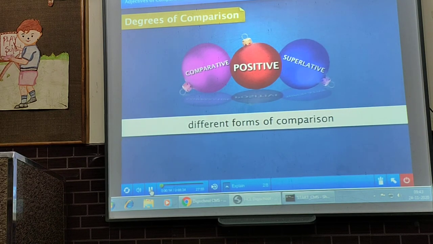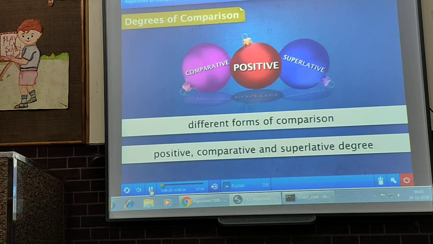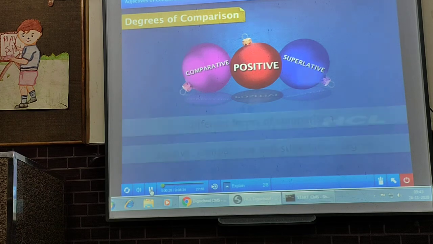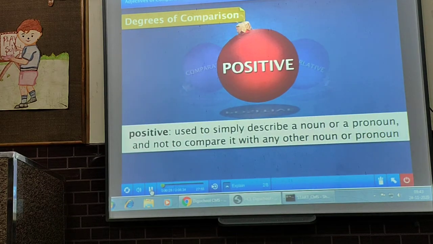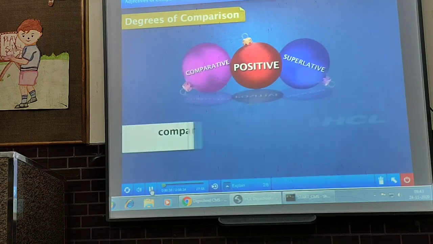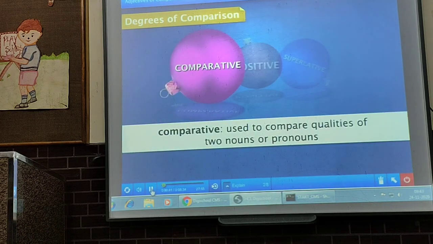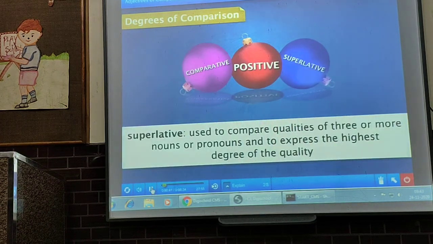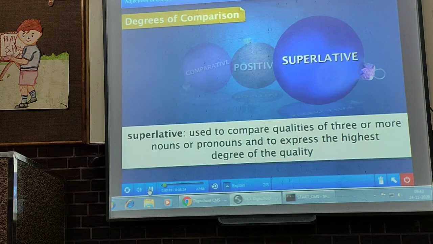Comparison of adjectives are called the degrees of comparison. There are 3 degrees of comparison: the positive, the comparative, and the superlative degree. The positive degree of adjectives is used to simply describe a noun or a pronoun and not to compare it with any other noun or pronoun. The comparative degree of adjectives is used to compare qualities of 2 nouns or pronouns. And finally, the superlative degree is used to compare qualities of 3 or more nouns or pronouns and to express the highest degree of the quality.